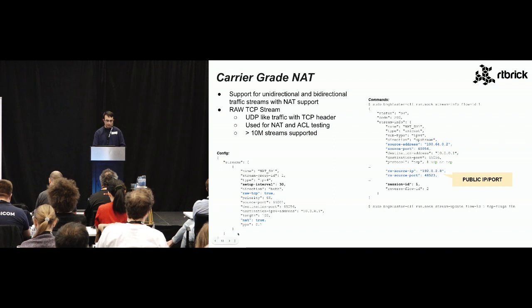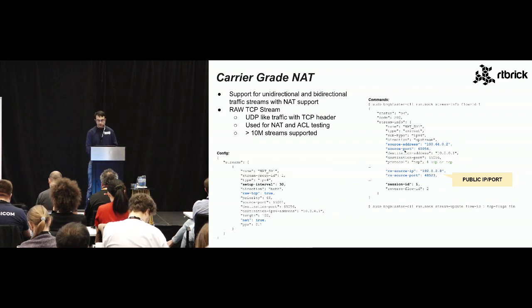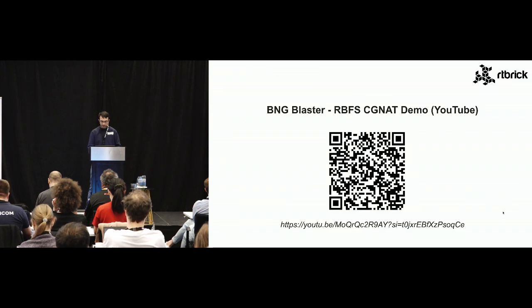And then the NAT true flag here handles it in a way that the downstream traffic does not come until the upstream traffic is received. And then we learn the public IP addresses. You can even see here in the API, if you do stream info, you see the received source IP addresses. And you can even change the TCP flags. If you're more interested in how the BNG Blaster is used for NAT, there's also a demo on YouTube, half an hour just on NAT with BNG Blaster.